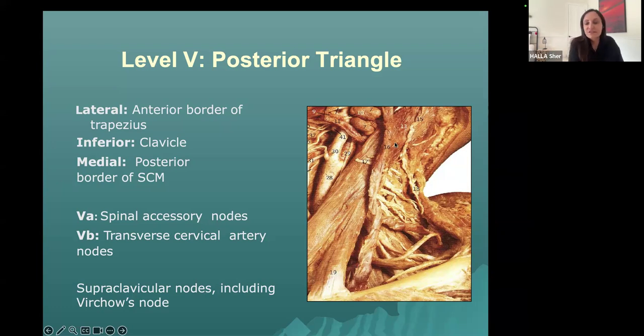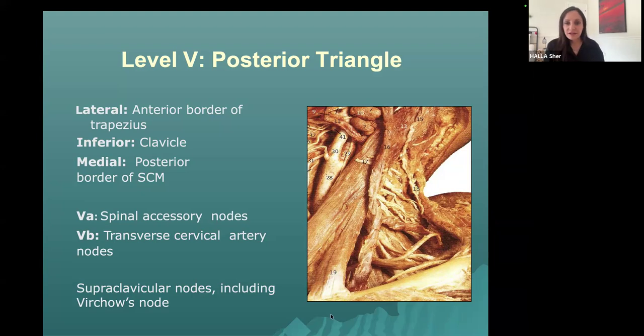And level 5 is divided into 5A and 5B, and it's divided in relationship to the transverse cervical artery, which we see here. So 5A lymph nodes are those superior to the transverse cervical artery, and those are the spinal accessory nodes. There will be just a lot of lymph nodes along the course of the spinal accessory nerve. 5B are those nodes at or inferior to the transverse cervical artery.